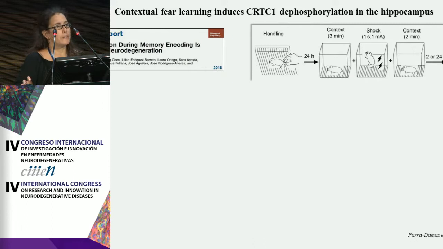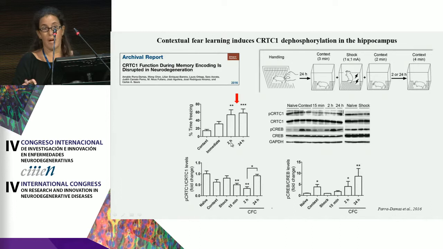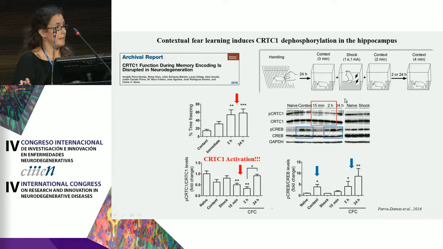In our first aim, we wanted to analyze the activation of CRTC1 during associative memory in the hippocampus, a region essential for early context representations. Here you have the design of the contextual fear conditioning test that we used in this study. As results indicate, control mice exposed to context plus shock exhibit an increase in the freezing responses at 2 and 24 hours after training. As expected, phosphorylated levels of CREB are increased after context and context plus shock. But interestingly, the phosphorylated levels of CRTC1 are decreased at 15 minutes and 2 hours after training. These decreased levels indicate CRTC1 dephosphorylation and activation. So we can say that CRTC1 is specifically dephosphorylated in the hippocampus during associative memory.